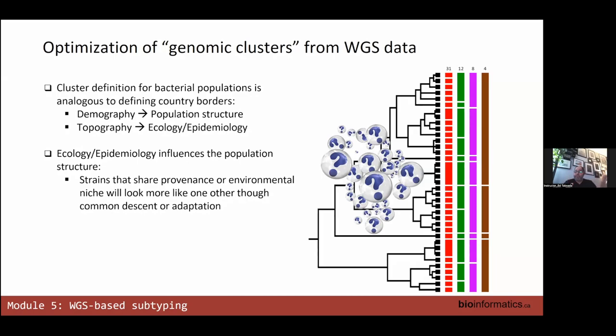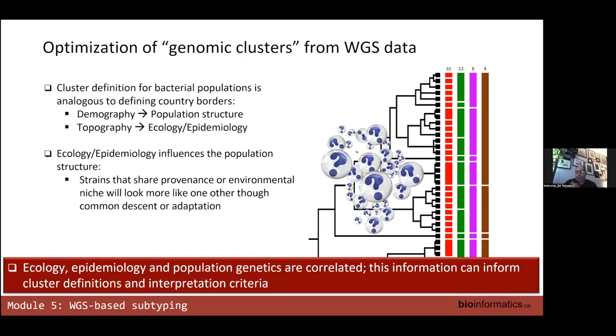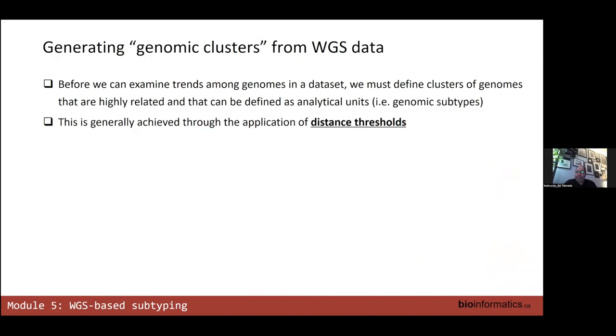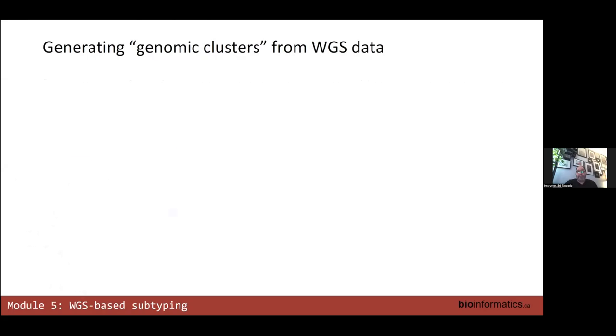Because ultimately we know that ecology and epidemiology influence population structure in many respects. And so why not use that information to do something that's informed by those things. So let's go back. We have genomic clusters from WGS data. From a practical perspective, then, what do you need?